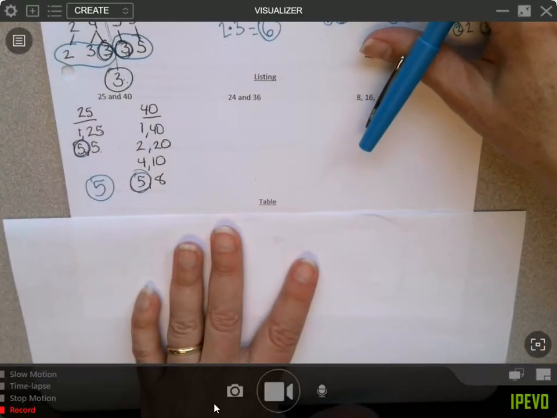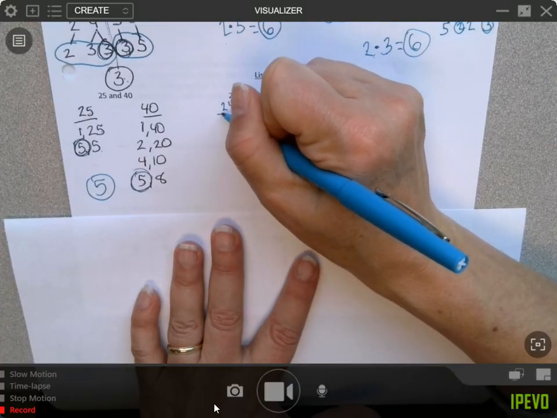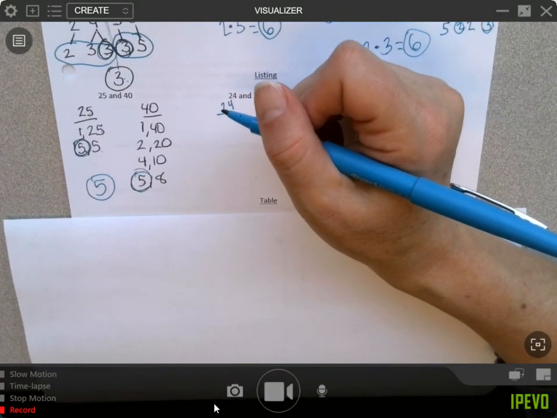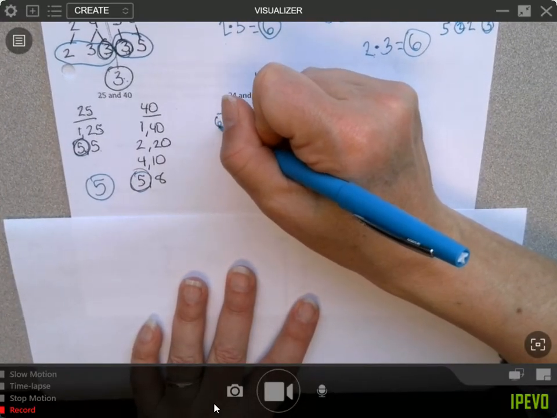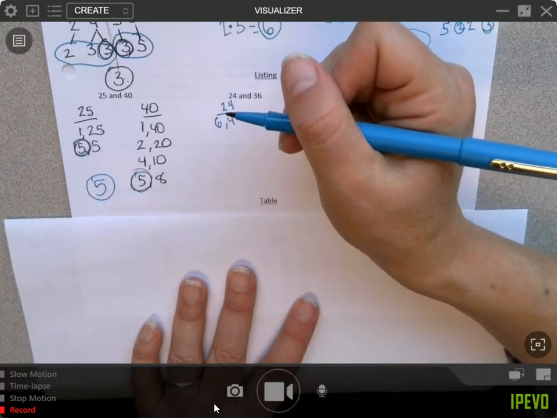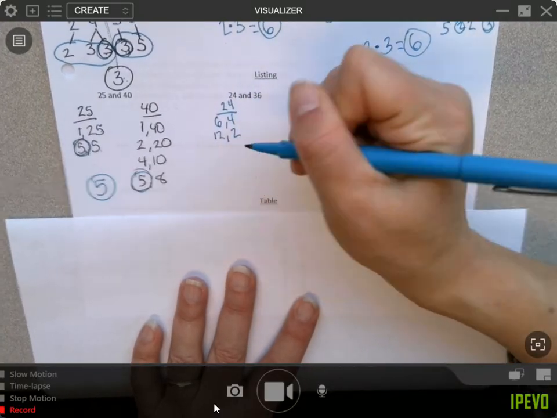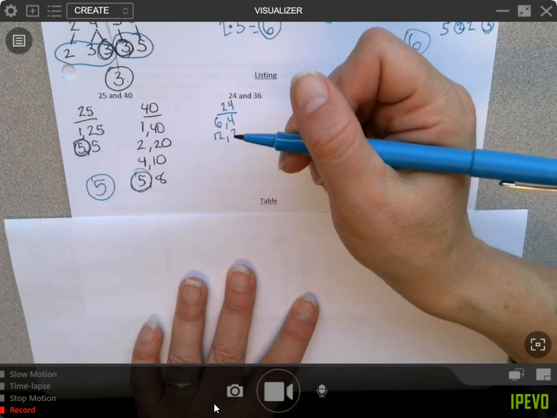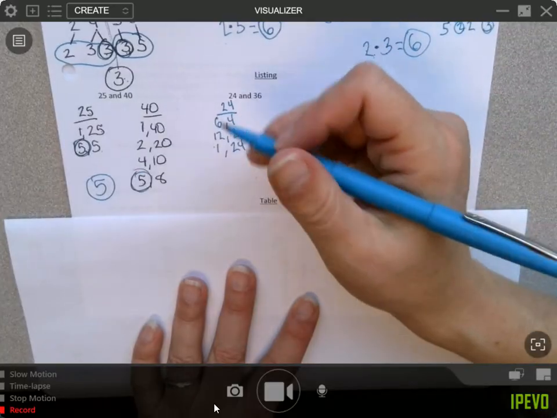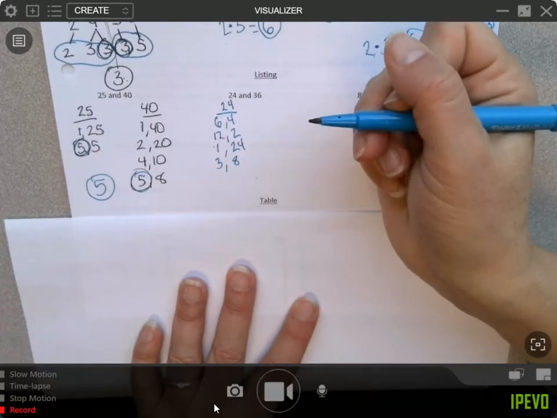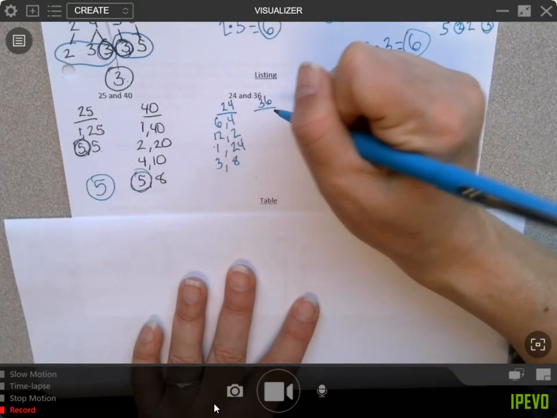So let's look at 24 and 36. What are my factor pairs for 24? James? 6 times 4. 6 and 4. What's another factor pair for 24? Bridget? 12 and 2. What's another factor pair? Adeline? 1 and 24. What's another factor pair, Emerald? 3 and 8. Are there any more? Nope, that's it.